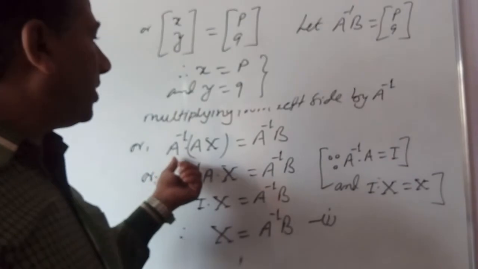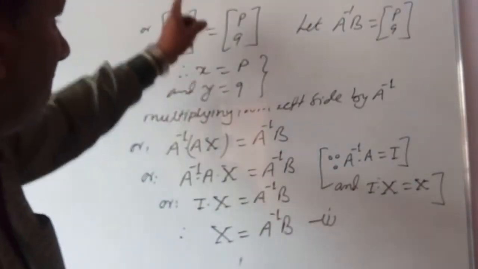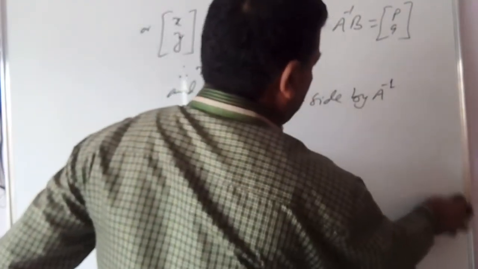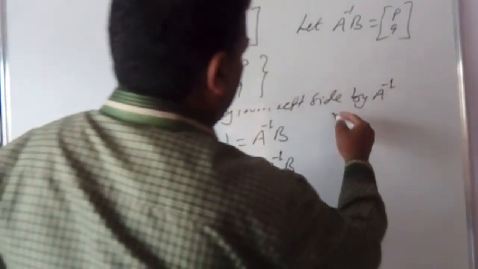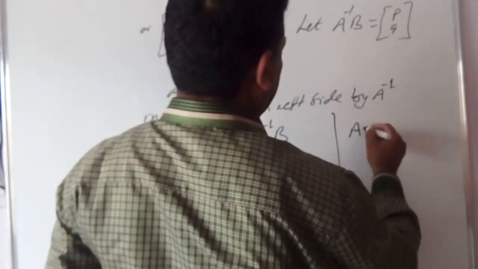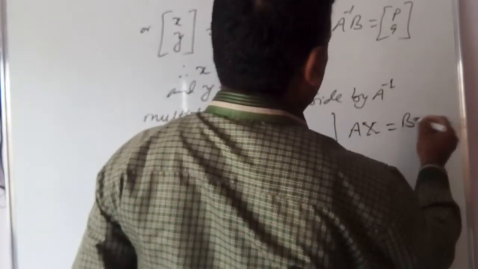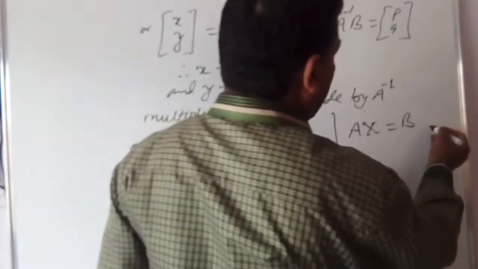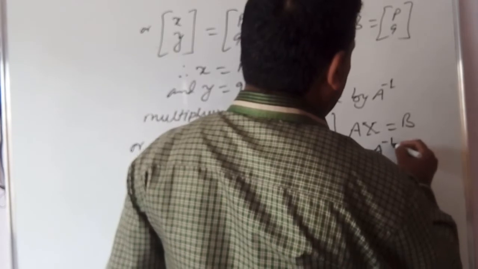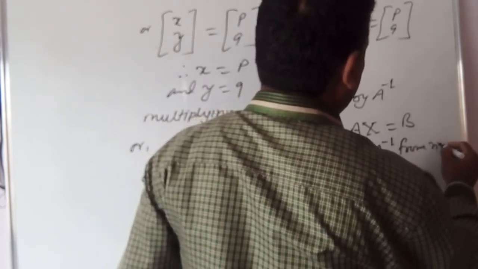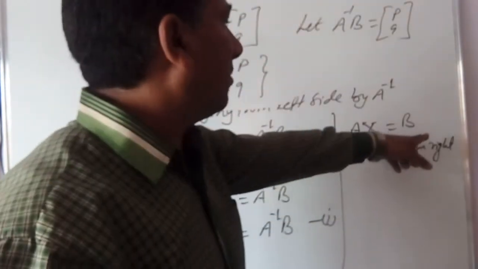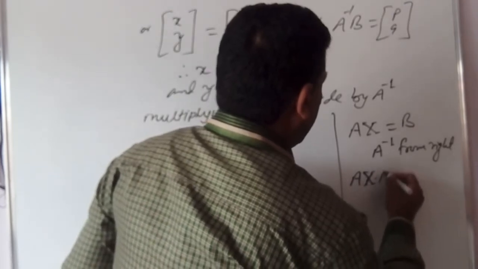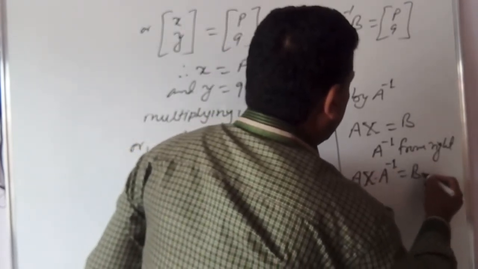Now I'll explain this one: why do we have to multiply from the left-hand side, why not from the right-hand side? See here, our equation was AX equals B. Now if we multiply by A inverse from the right side, then it will be AX times A inverse equal to B times A inverse.